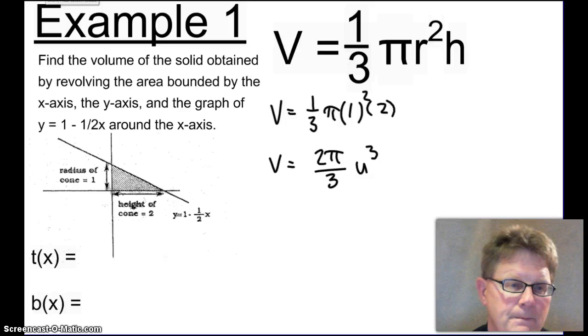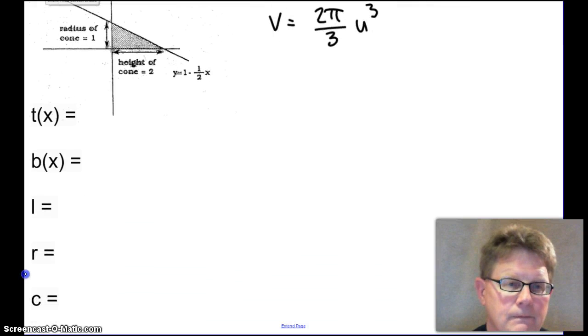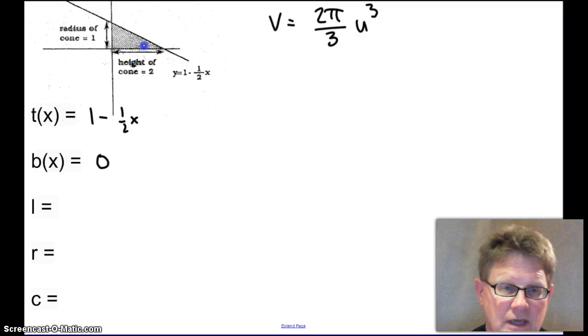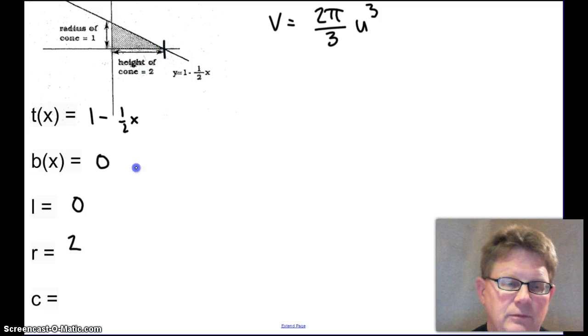Alright, let's see what's going on there using the calculus. What is the top function? That would be 1 minus 1/2 x. The bottom function is y equals 0, also the x-axis. The left bound is 0. The right bound is here right at 2. And the axis of revolution is 0.